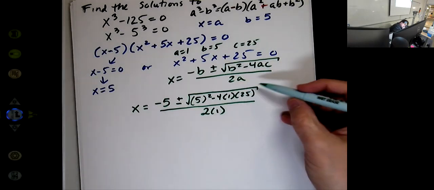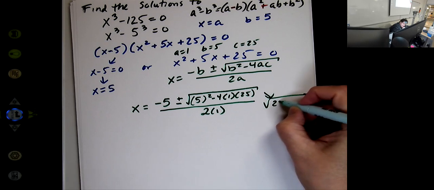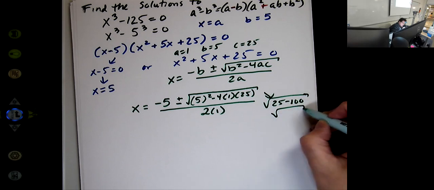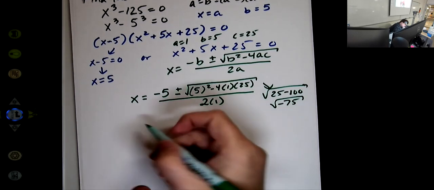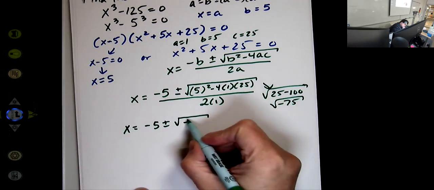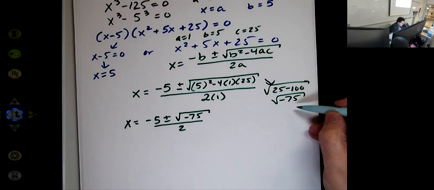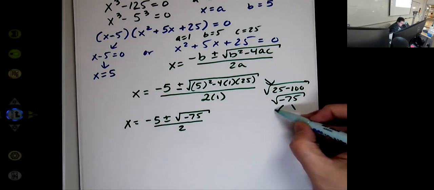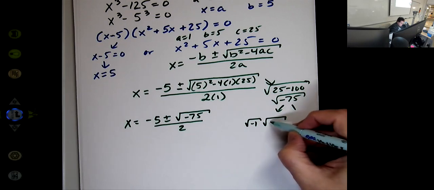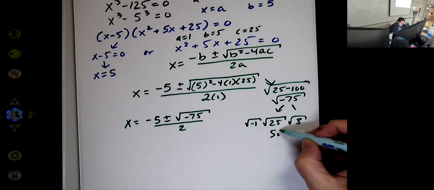So what is this inside? This is square root. 5 squared is 25, and 4 times 1 times 25 is 100. So I got the square root of negative 75. Does that clean up? 75 is, I got a square root of negative 1, and I got a square root of 25 times the square root of 3. So this will be 5i root 3.